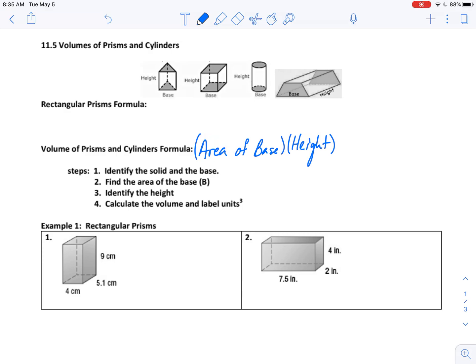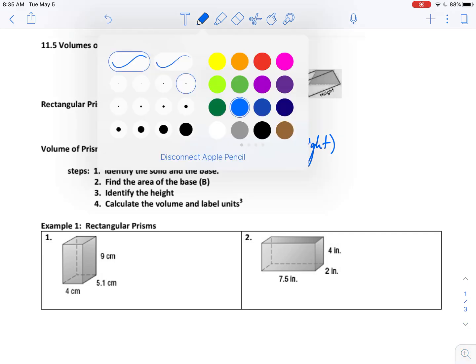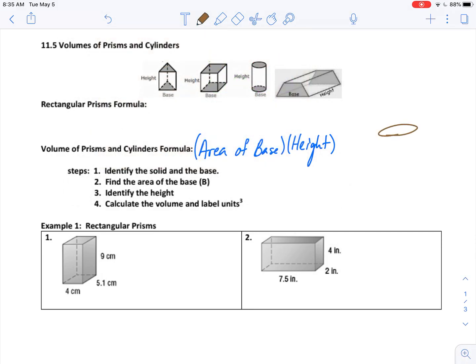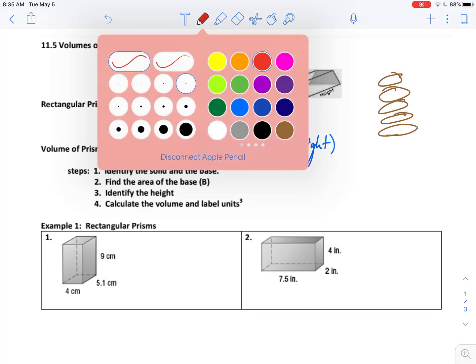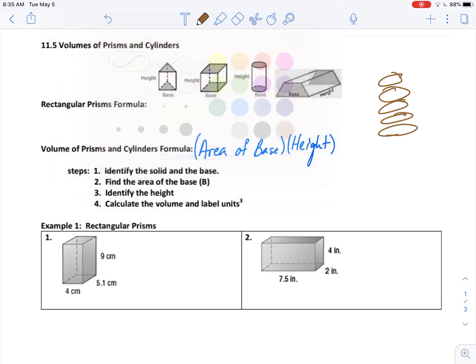So I always think of chocolate chip cookies. If I'm going to stack those, here's my stack of chocolate chip cookies. And if I wanted to know the volume of cookies, well, I would take the area of one of these cookies, assuming they're all the same. I'm going to multiply it by how many cookies I have, or what's my height.